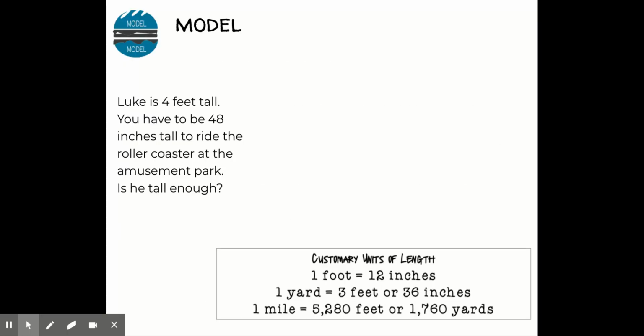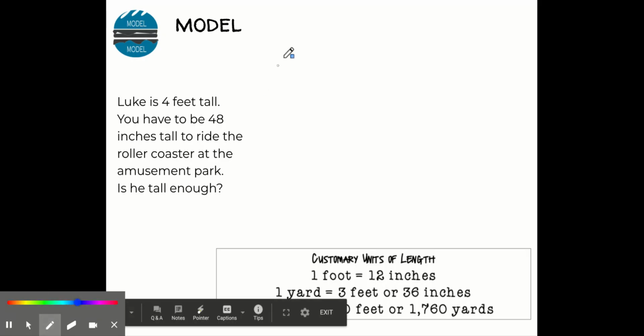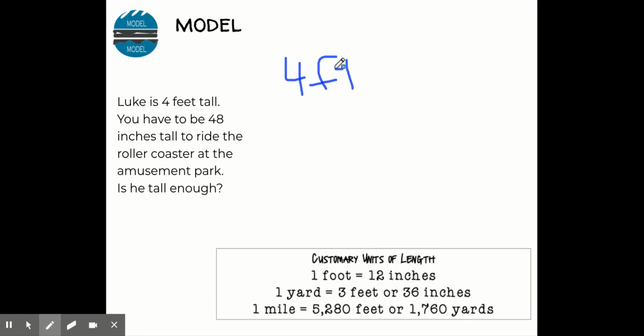So let's take a look back at that first question I asked you. Luke is 4 feet tall. You have to be 48 inches to ride that roller coaster. Is he going to be tall enough? So I'm going to need to convert. I need to convert 4 feet into inches, because I need to know if it's equal, less than, or greater than 48 inches.